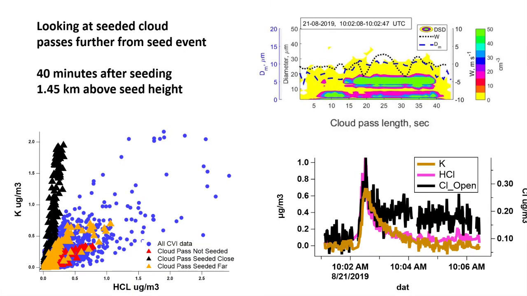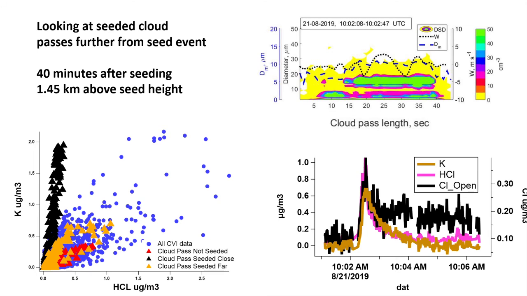This is a second case. This was August 21st, and this was 40 minutes after seeding, about 1.5 kilometers above the seed height. And again, if you look at the top right there, you can see it took us about 40 seconds to make this cloud transect. And you can see how the vertical velocity changed as we made that pass. We had updrafts and downdrafts. And you can see where the droplet concentration mode was. We definitely had a smaller mode at around 5 and a larger mode at around 20.